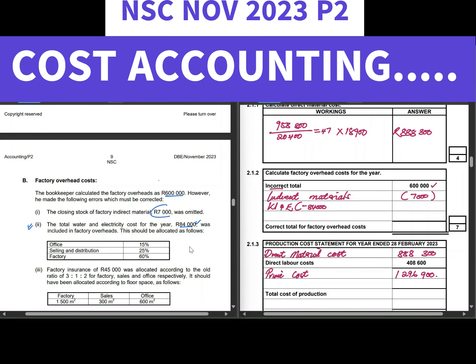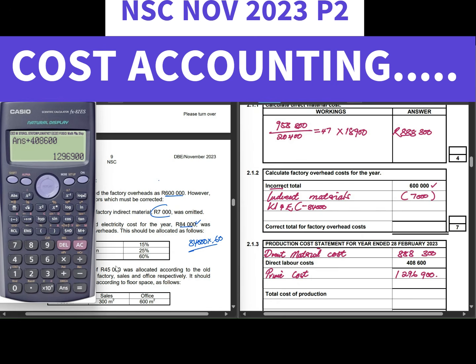Now I know that amount was supposed to be allocated as 15% for office, 25% for selling and distribution, and then 60% for the factory. That means I must take my 84,000 and multiply by 60%. That is the amount that I'll add over here. Let's see how we can do that one. So I'll say 84,000.